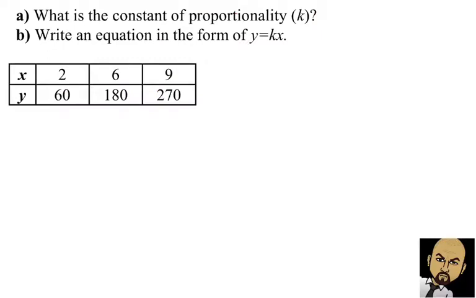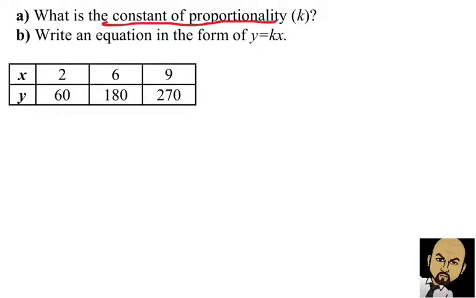All right, here's another type of problem that we're going to encounter. Here we have a table and it's two parts. Part A is I want to know what the constant of proportionality k is. And then I want you to write the equation in the form of y is equal to the constant of proportionality times x.